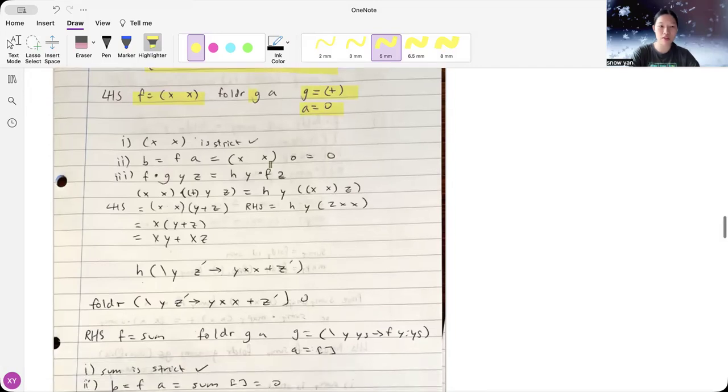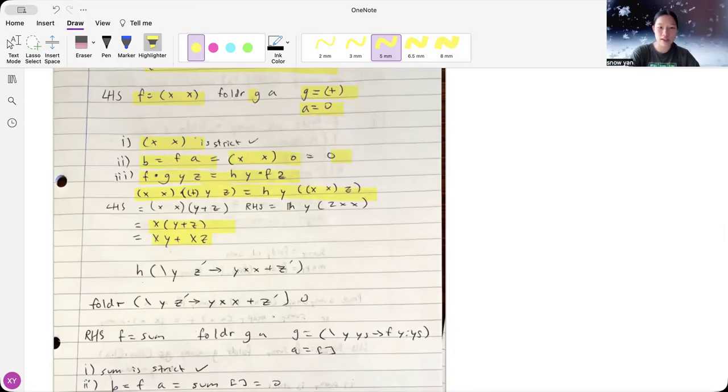And then we check the three conditions, right? Times x is strict. B equals f A, so f A would just be times 0, which would be 0. And then our third condition is f g y z is equal to h y f z. So then we just plug in what we have into this equation, and on the left-hand side, we have times x, y plus z. So then it would just be x times y plus z, so then it would just be x y plus x z.